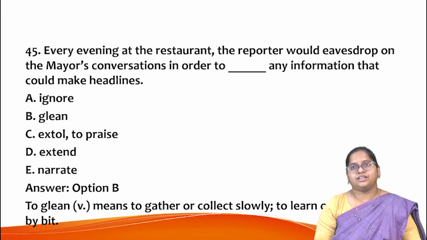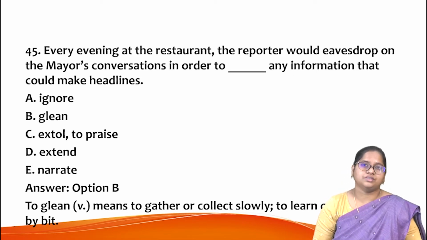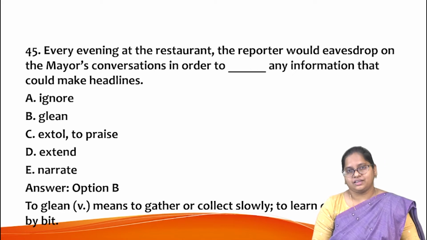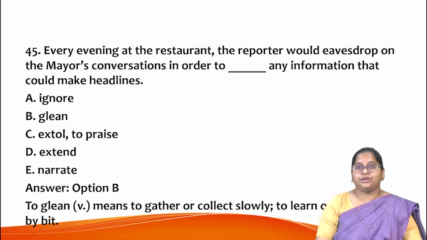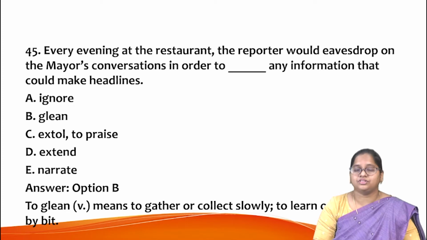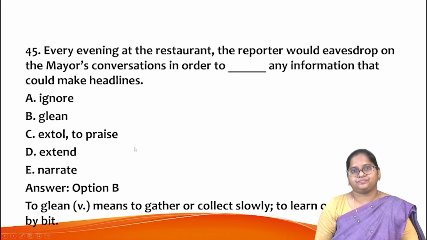So every evening at the restaurant, the reporter would eavesdrop on the mayor's conversation in order to glean any information that could make headlines. Okay, that is the sense of it. It's like a glean, where you collect slowly, right? Where you collect everything completely and slowly. So that is a sense of it. So you can go with option B.